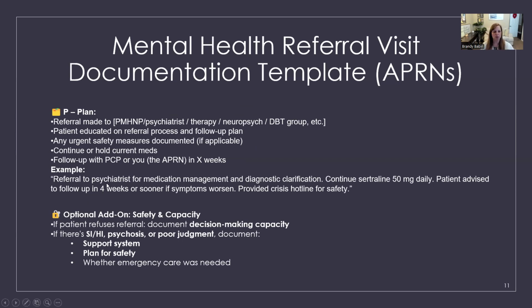So this example is referral to psychiatrist for medication management and diagnostic clarification. Continue Zoloft at 50, patient advised to follow up in 4 weeks or sooner if symptoms worsen, and provided crisis hotline for safety. So I would always put, if you're worried about a patient, you should be talking to the DON. If you're putting it in your notes that the patient could potentially be in crisis, make sure you let the DON know and document that. If you want them on one-on-one, and then the psych NP can come in and take them off of that.